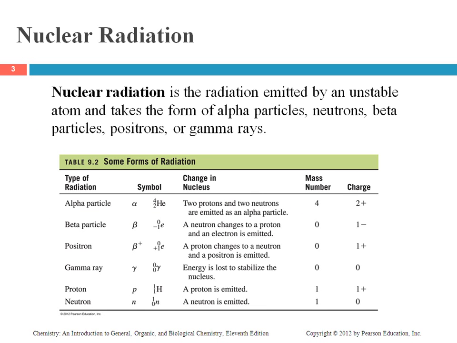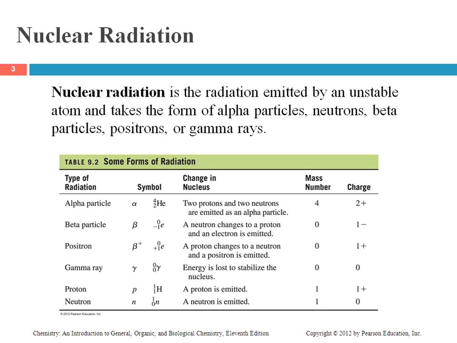This table you want to become very familiar with. We're going to go through and talk about each, but when radiation is emitted, when these nuclei emit radiation, they emit particles, and they become a more stable atom when they emit the particles. They take the form of alpha particles, neutrons, beta particles, positrons, or gamma rays. These are the different types of nuclear radiation.